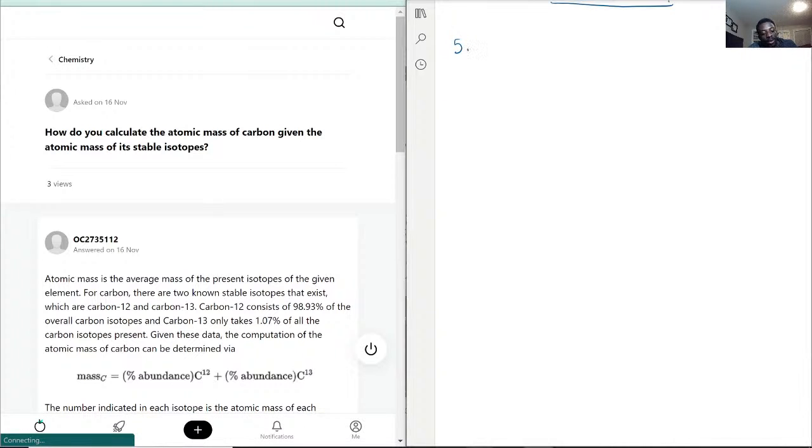How do you calculate the atomic mass of carbon given the atomic mass of its stable isotopes? So, how to calculate the AMU of carbon given the atomic mass of stable isotopes.